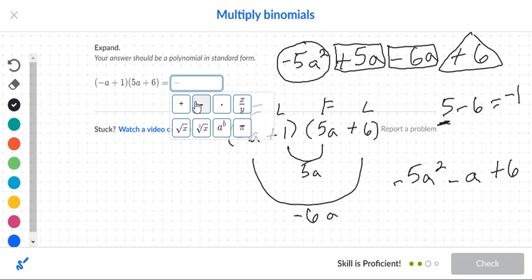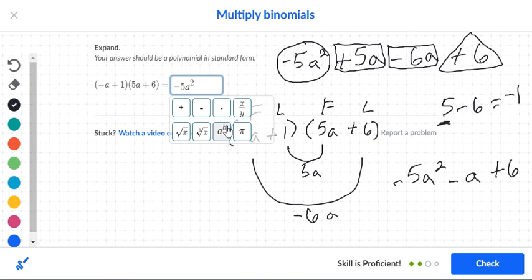So we're going to say negative 5a to the second. So we press the AB key, put down the 2, press the space bar. Then we go minus the a, then we go the plus sign, and then we go 6.